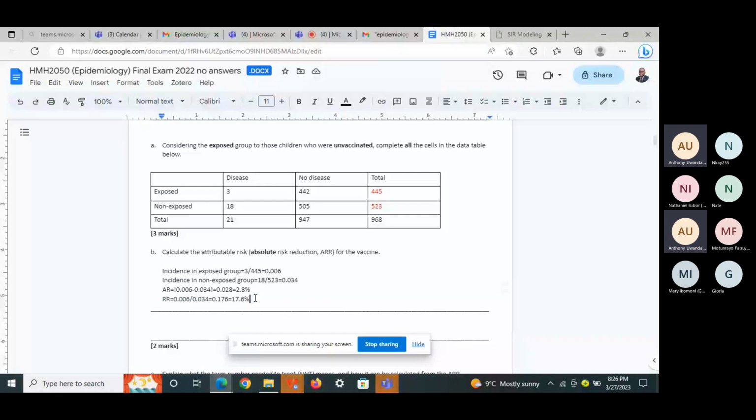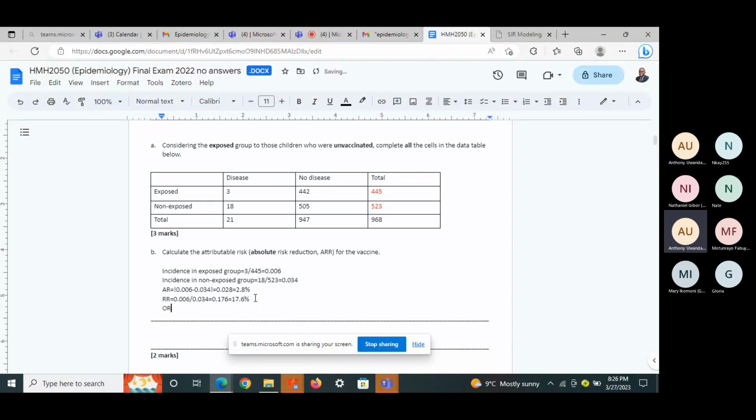Okay. So assuming that we are asked to calculate the odds ratio, using the same formula, what are we going to do? That would be 3 over 442, divided by 18 over 505, right? Yep.